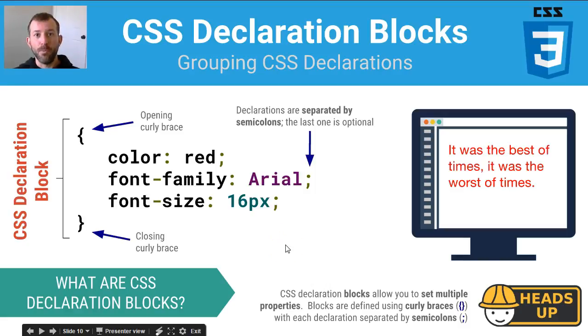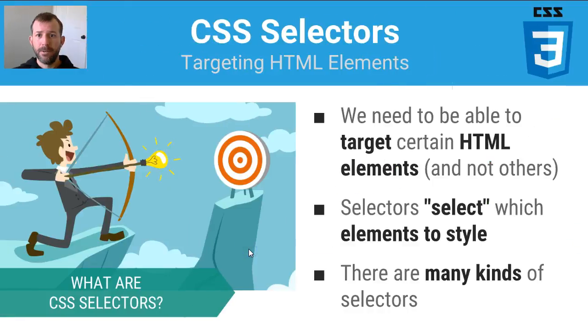Once I have grouped all my CSS declarations together, we use curly braces to delimit when the group starts and when it ends. This is an opening curly brace, this is a closing curly brace.